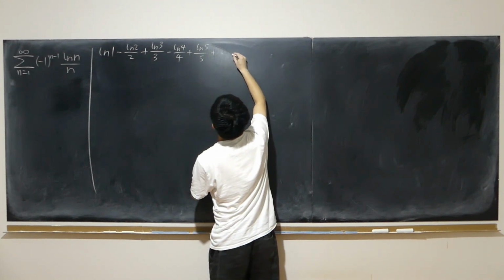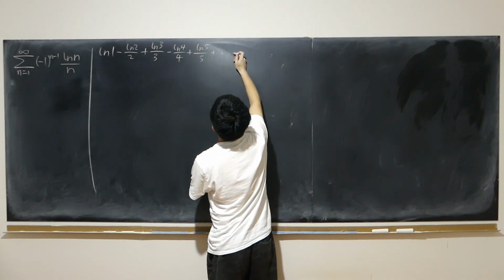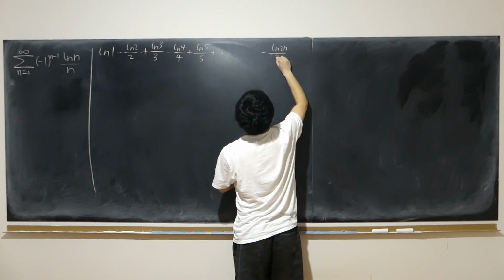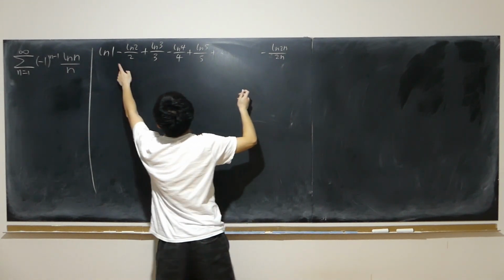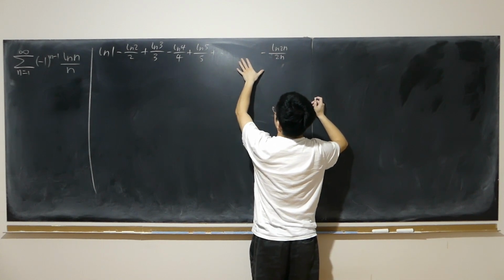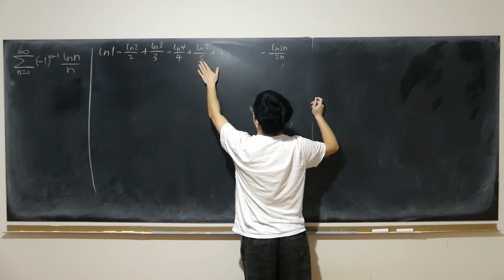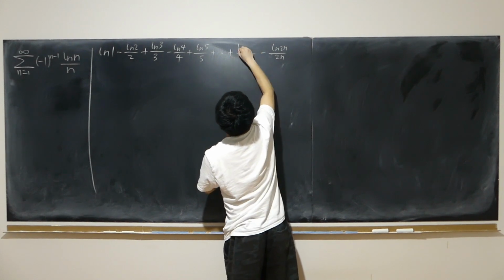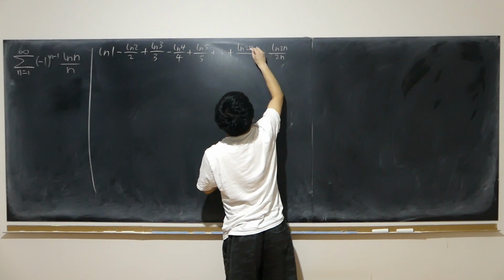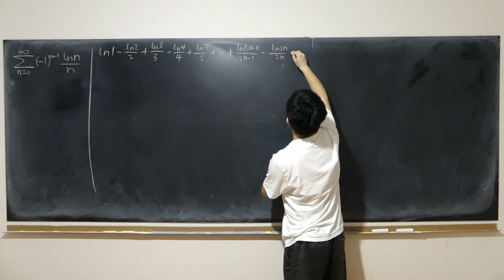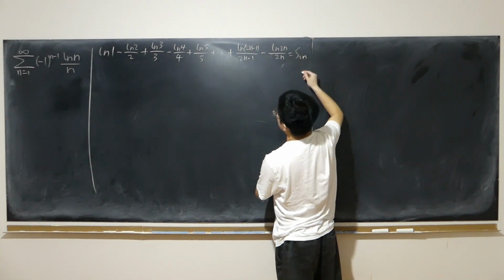I'm looking at this finite sum. I'm going to stop at minus log 2n over 2n. As long as the denominator is even, the term is always negative, and the previous term has to be positive, because when the denominator is odd, the term is positive. So maybe plus log (2n minus 1) over (2n minus 1). So this is the finite sum S sub 2n.